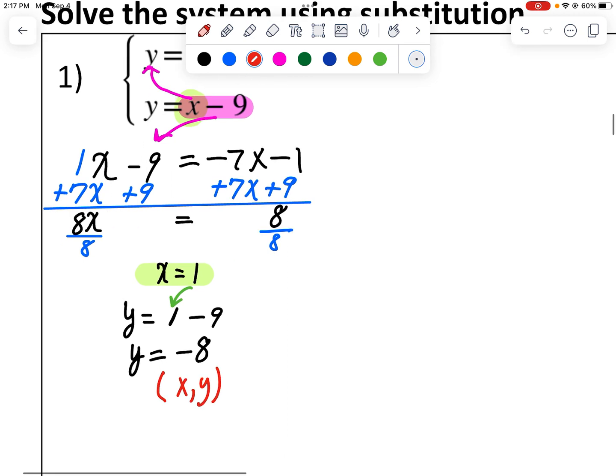So we write our answer as an ordered pair. So we write our answer as (1. That's a terrible looking parenthesis. See if we can't do that better. (1, -8), because the value of x is 1, the value of y is -8. The ordered pair is (1, -8).